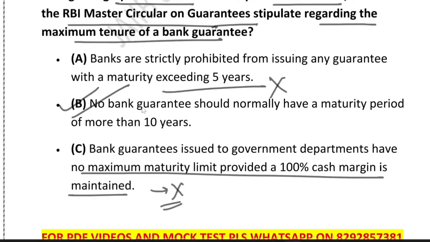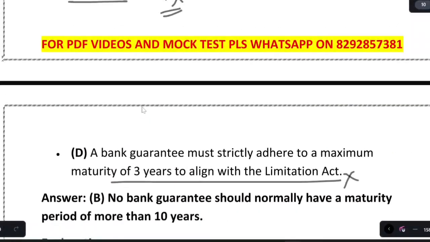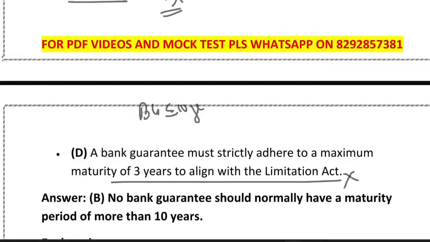So what we have discussed is the general rule that a bank guarantee should normally not exceed a 10-year maturity period, first of all. The reason is simple: to prevent banks from carrying contingent liability and long-term exposure indefinitely. Guarantees beyond 10 years can be issued for long-term projects, but they require a board approved policy to manage ALM mismatch. Yes, a board approved policy is needed.